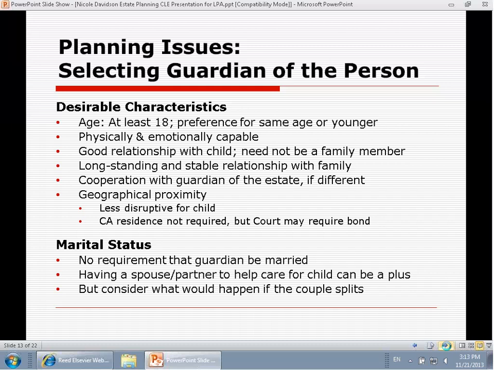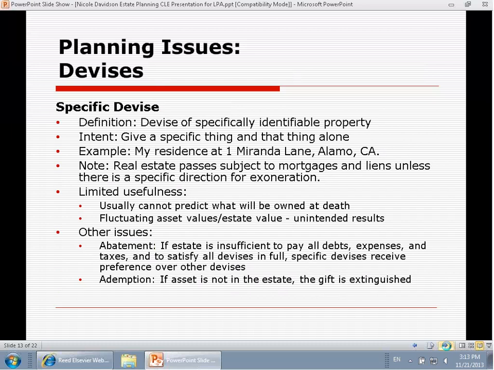There's still a high prevalence of divorce and separation, and so it may be a good idea to address that in the will. If the couple splits up, we would instead choose someone else as a guardian. Or if the couple splits up, then I would prefer my sister and not my brother-in-law to continue being the guardian, as an example.